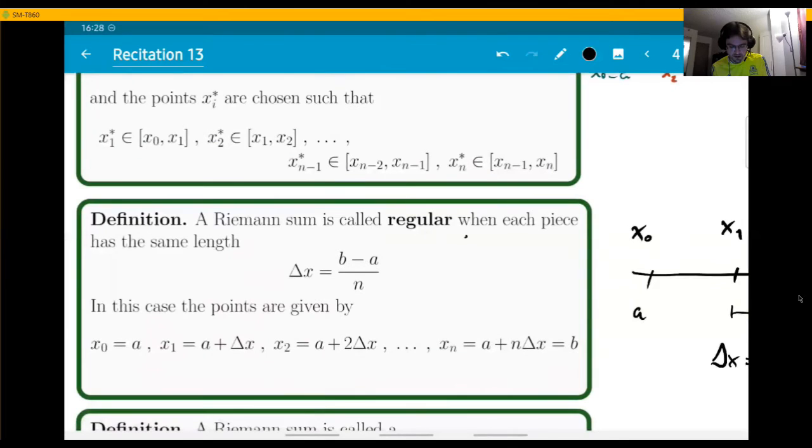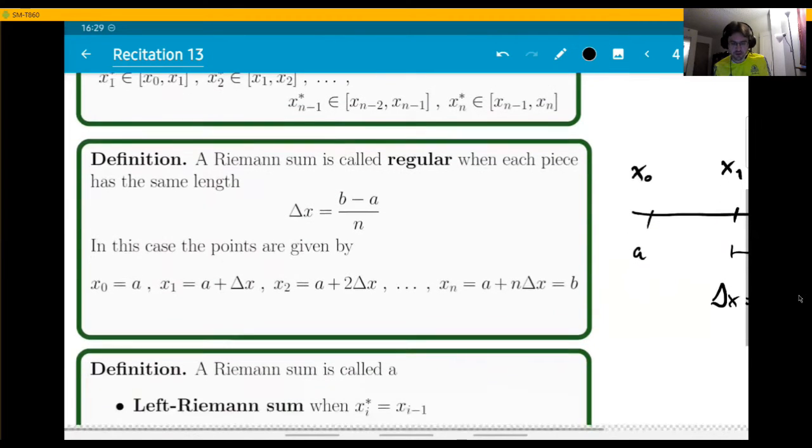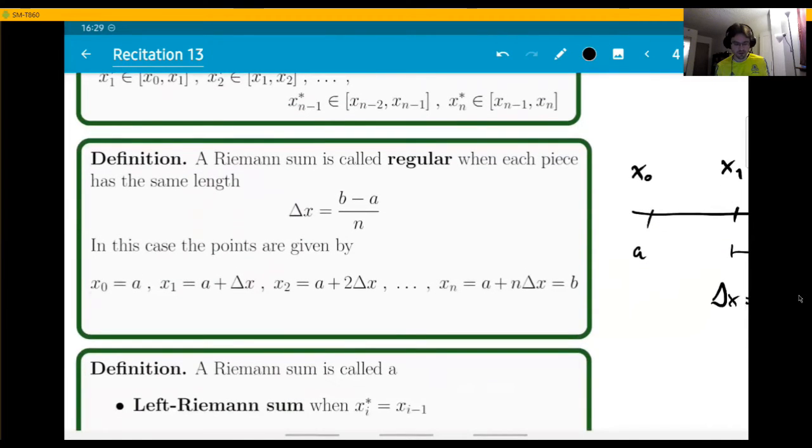So a partition is regular when each piece has the same length, and that length, delta x, is going to be given by this: b minus a divided by the number of intervals, n. And in this case, you have formulas for each one of the points as well. Like the first one, the 0th point, is just a, as always. The next one will be a plus this length, a plus delta x. Next one will be a plus twice that length. And so on up to the last one, which will give you b.